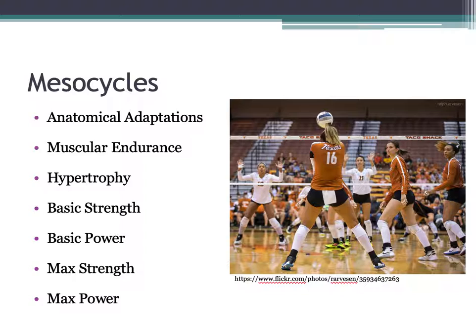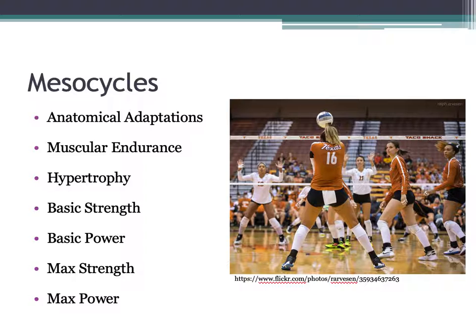Hypertrophy consists of training intensity that is low to moderate and the overall volume is high. The primary goals of this mesocycle are to increase lean body mass and develop an endurance base. Basic strength increases the strength of the muscles that are essential to the primary sport movements. These involve heavy loads at low volumes.